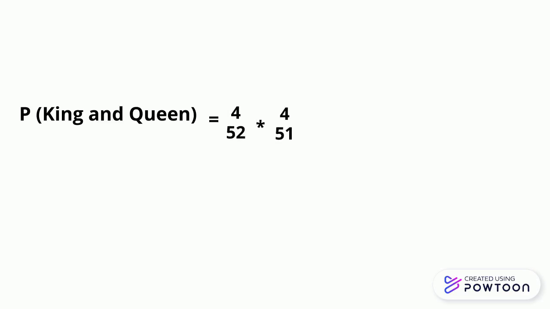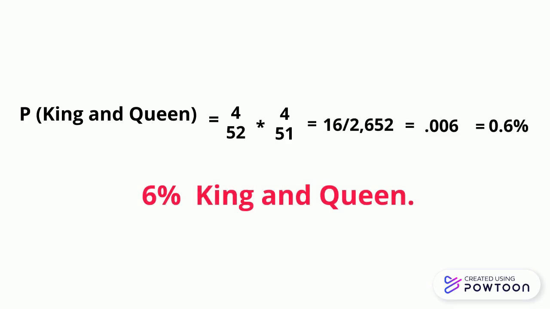So, what is the likelihood of receiving a king and queen? First, A has a probability of 4 out of 52 because there are 4 kings in a 52 card deck, and B has a probability of 4 out of 51 since there are 4 queens in the deck. However, because you've already eliminated a king, there are only 51 cards left. As a result of multiplying the two numbers, you get 16 over 2,652, which is about 0.6%. You have a 0.6% probability of drawing a king then a queen.